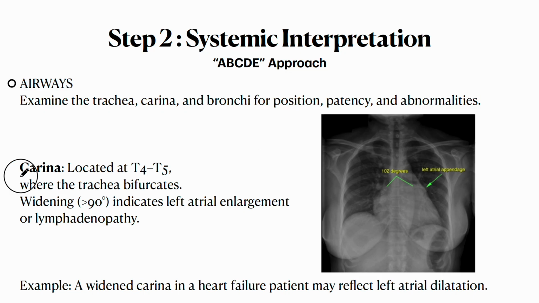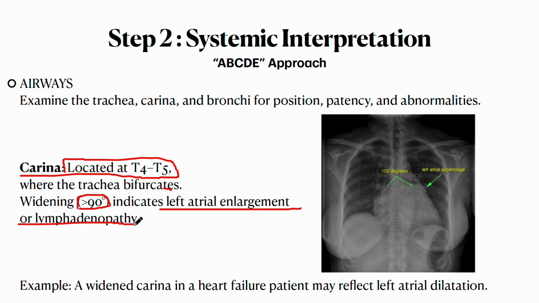Let's talk about the carina. It is located at the T4 to T5 level, where the trachea bifurcates, and the angle of the carina is normally 90 degrees. But if there is a carinal angle greater than 90 degrees, it indicates left atrial enlargement or lymphadenopathy. So that is a very important clinical pearl. Right here, you can see the carina is almost 102 degrees, right? So it indicates that there is left atrial enlargement, left atrial appendage. You can see this is due to the enlargement, right? So a widened carina in a heart failure patient may reflect left atrial dilatation. That is a clinical finding for you.